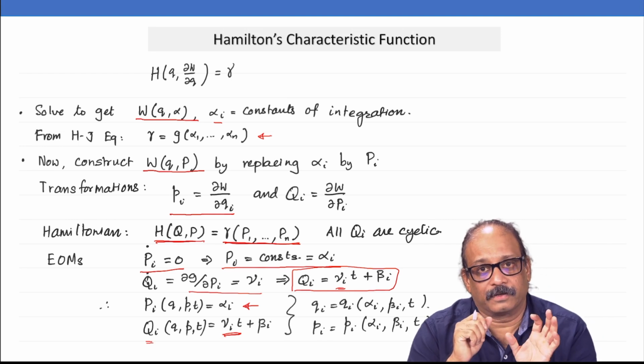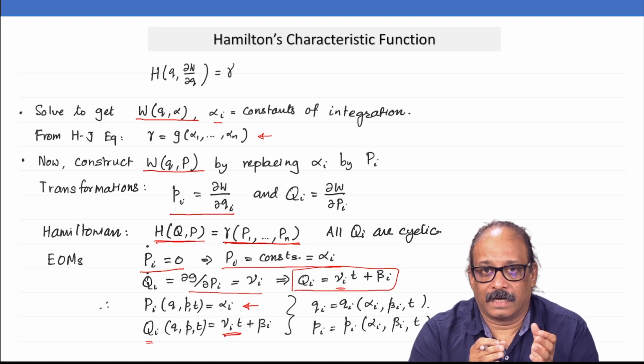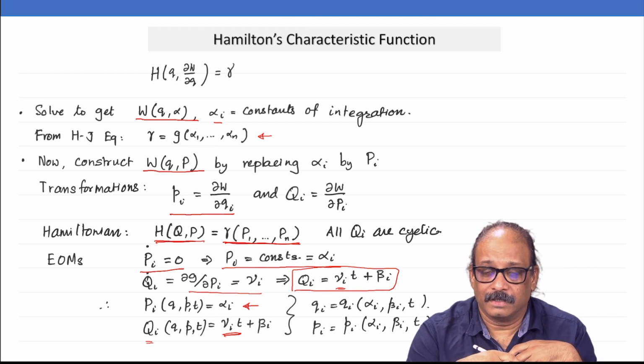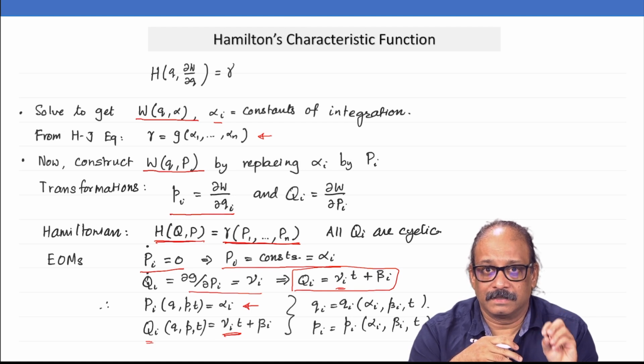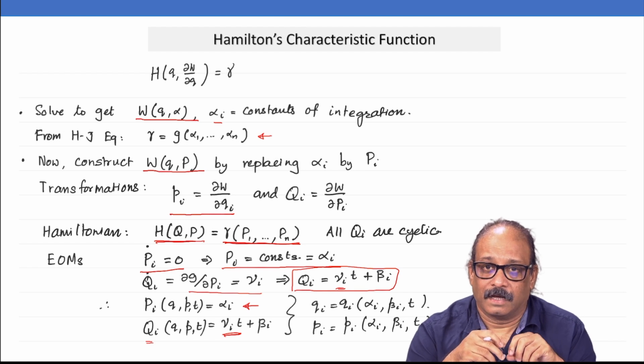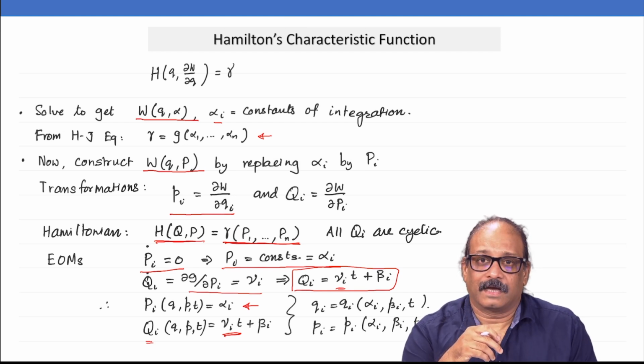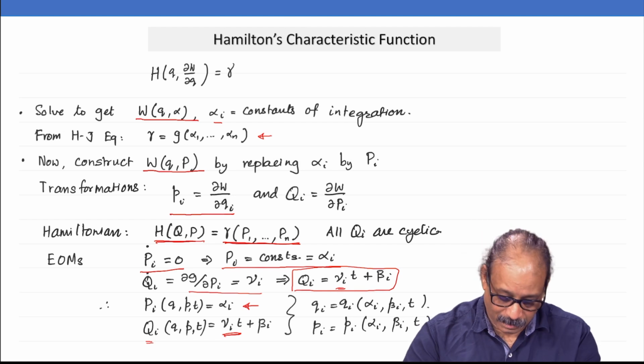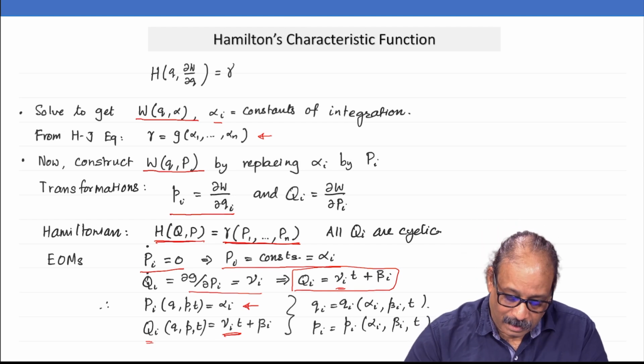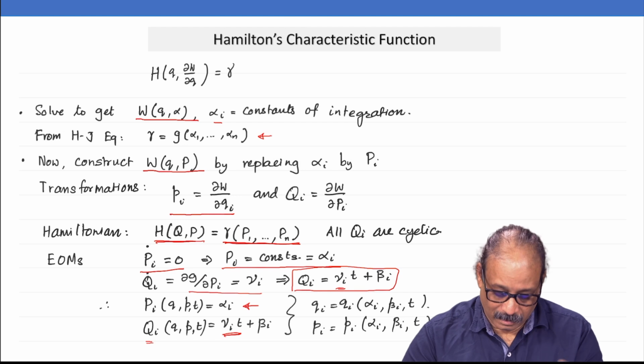Okay. So, this program is exactly similar to the Hamilton-Jacobi procedure. The only thing is, instead of Hamilton's principal function, we work with Hamilton's characteristic function and use the fact that the Hamiltonian is independent of time. Okay. This is it. Let me take one example.